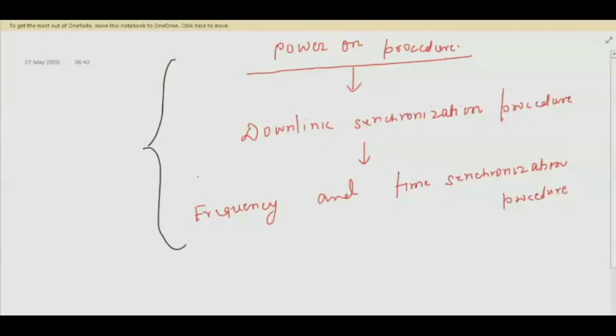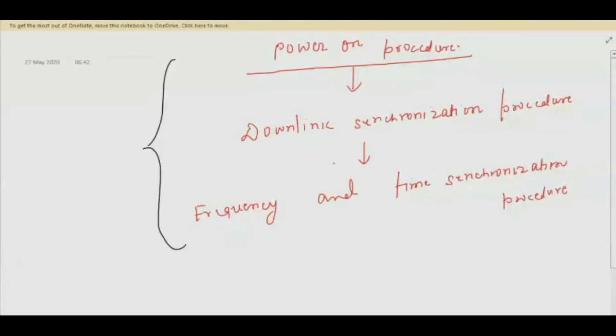Whatever explanation I'm going to give you will be applicable to all these three questions, because they have the same meaning. When you power on, what happens? Your device has to read a lot of downlink information so that your mobile will be synchronized in the downlink direction. That's why the downlink synchronization procedure and the power on procedure are the same. Frequency and time synchronization means that when you power on, you read the downlink system information.